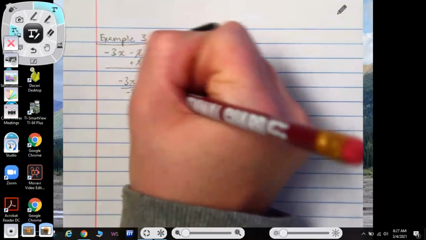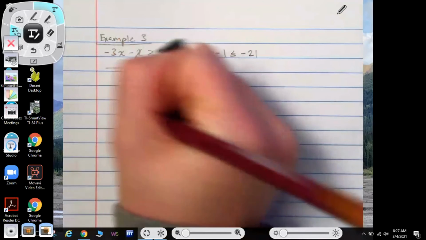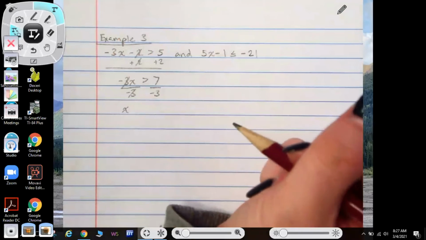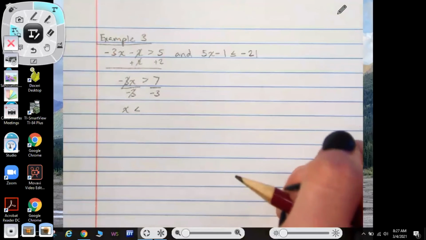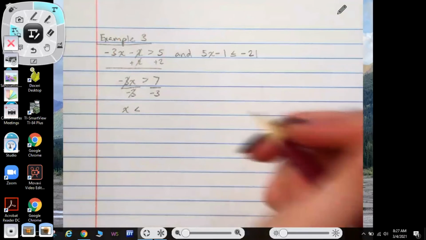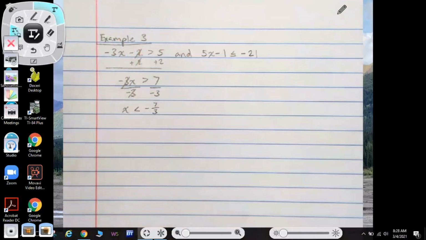Divide both sides by negative 3. We're left with x on the left side. We divided by a negative, so our sign has to flip. 7 divided by negative 3 is going to give us a decimal. Let's just leave it as negative 7/3.